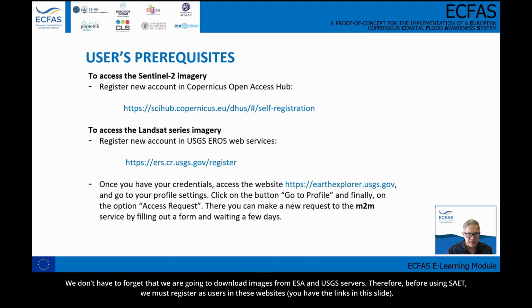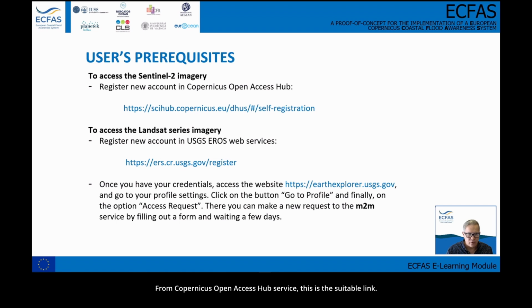We don't have to forget that we are going to download images from ESA and USGS servers. Therefore, before using SAET, we must register as users in these websites. You have the links in this slide. From Copernicus Open Access Hub service, this is the suitable link. In the case of USGS service, you must register in 2 services, the USGS Eros web service and the machine-to-machine service. From each service, you will obtain your credentials, user and password.